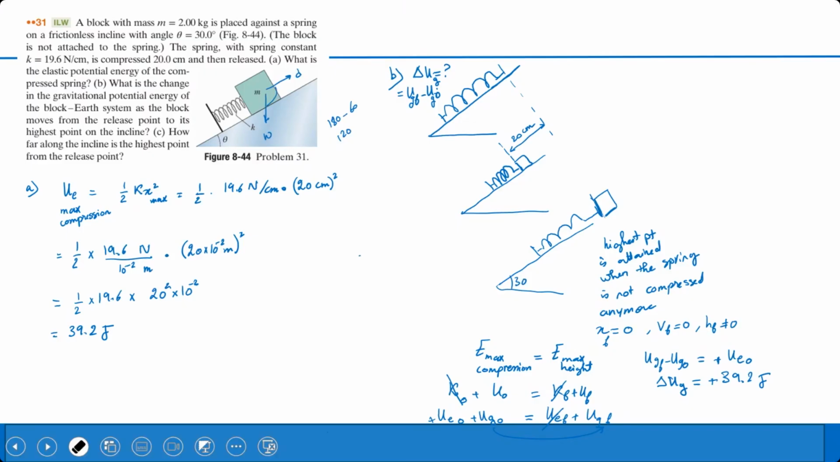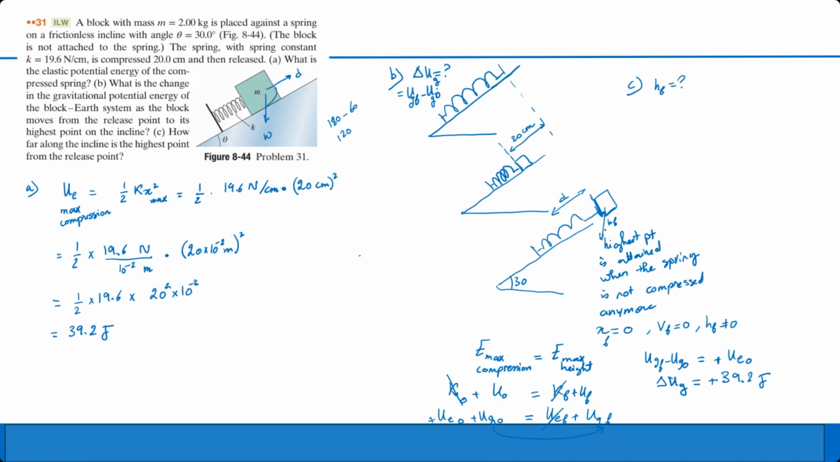We still have one part, C. We want how far along the incline is the highest point from the release point. So we want to find this maximum distance d here that the block is going to basically cover. So what I'm going to find is the final height, because once I have the final height, I can link that to d simply by using sine 30.